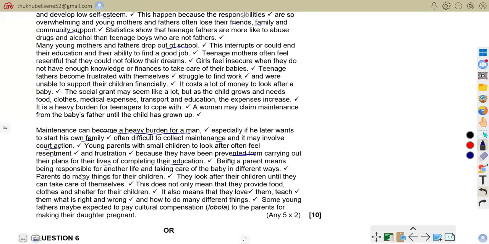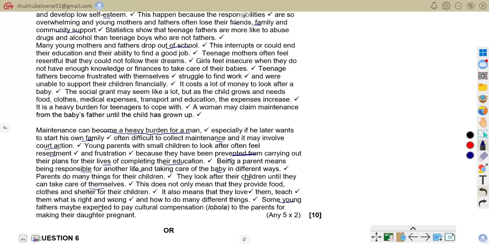Being a parent means being responsible for another life, taking care of the baby. Parents do many things for their children, so they look after their children until they can take care of themselves. This does not only mean that they provide food, clothes, or shelter for children. It also means they love them, teach them what is right and wrong, and how to do many different things.